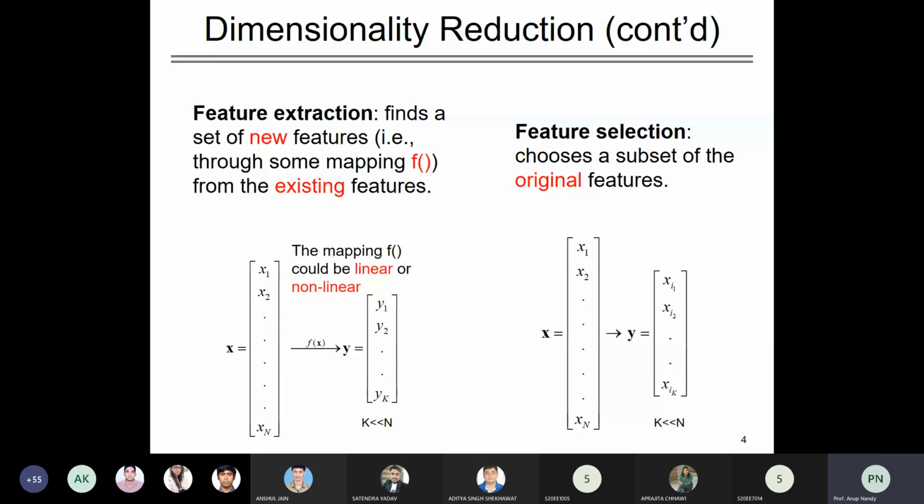And what is feature selection? You have a set of features, and you have to choose a subset of the original features. Then you will have X equal to x1 to xn, and you are going to have Y equal to x_i1, x_i2, and so on, where k is less than n. So this is called feature selection.